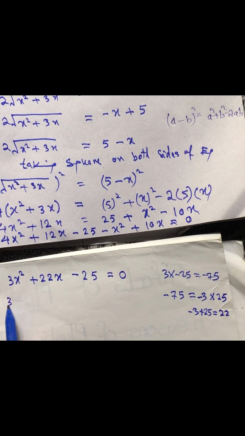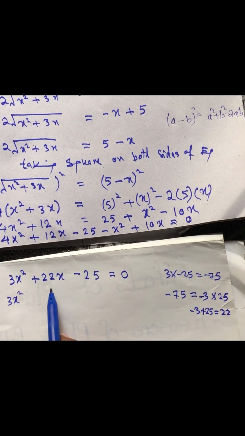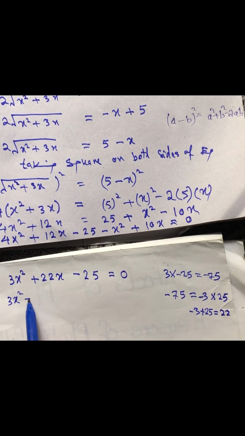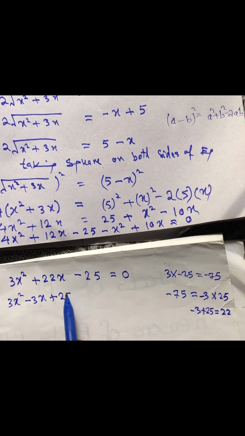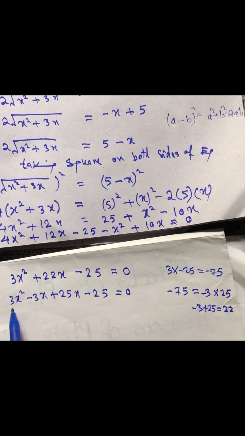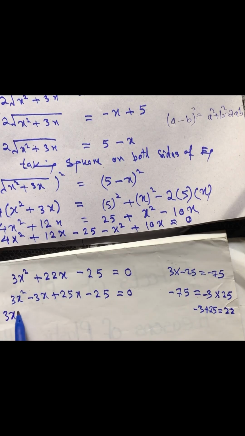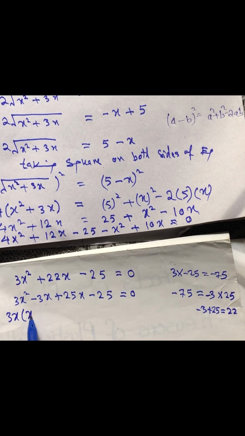Then 3x square is the same, but we are splitting this 22x into two terms. So we can write minus 3x plus 25x minus 25 equals 0. Taking common, 3 is common, both terms have 3, and x is also common, so 3x will be common. Now 3 can catch 3 one time, but x can catch x square x times, minus 3x can catch 3x one time.